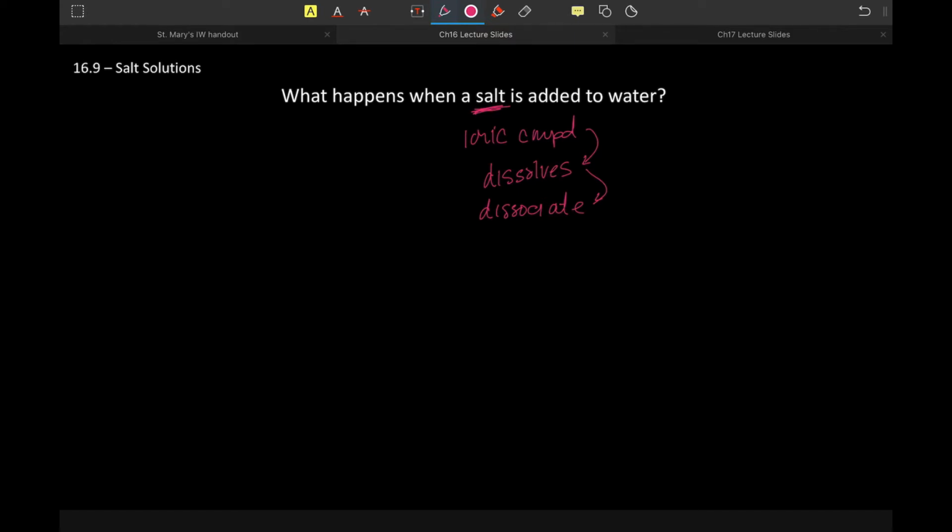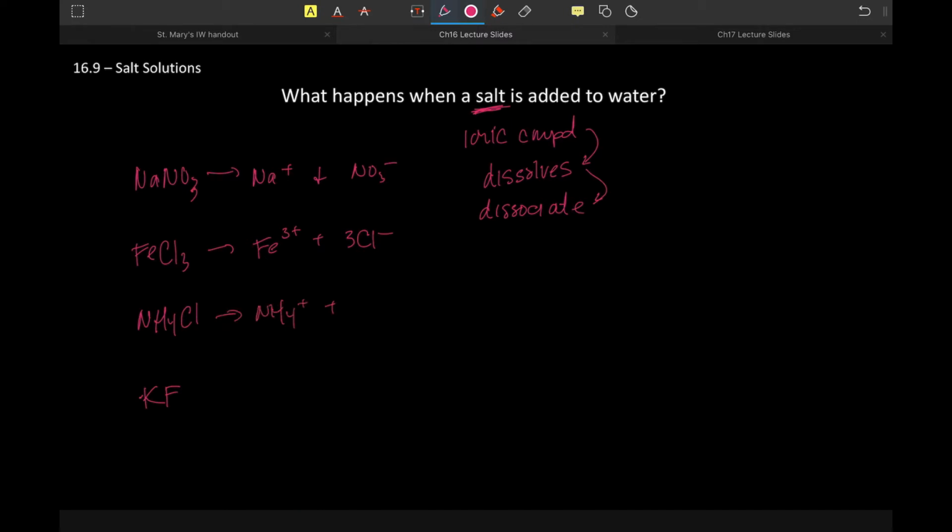All right, so let's think of a few examples to consider. Say we had NaNO3 added to water, some FeCl3 added to water, some NH4Cl added to water, and some KF added to water. Then obviously we're going to end up with some sodium ions and some nitrate ions. We'll get some iron ions and some chloride ions. Here we would get some ammonium and chloride, and here we would get our potassium and our fluoride. So now we should be clear what ions are present when we add a salt to water.